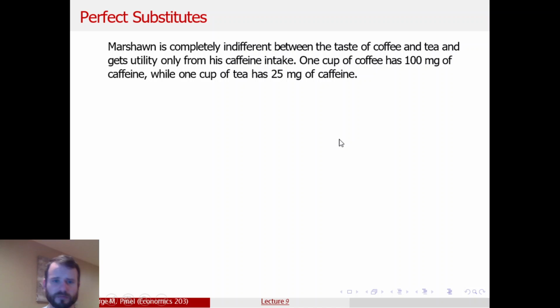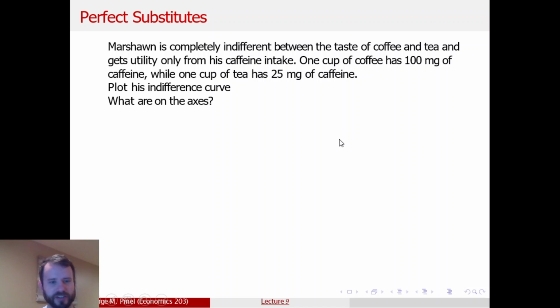Now, I don't know if this is really accurate or not, but 1 cup of coffee has 100 milligrams of caffeine, while 1 cup of tea has 25 milligrams of caffeine. So again, Marshawn doesn't care if he's drinking coffee or tea, he just wants to maximize his caffeine intake. So 1 cup of coffee is equivalent to him as 4 cups of tea.